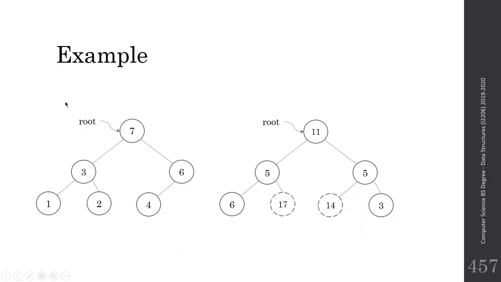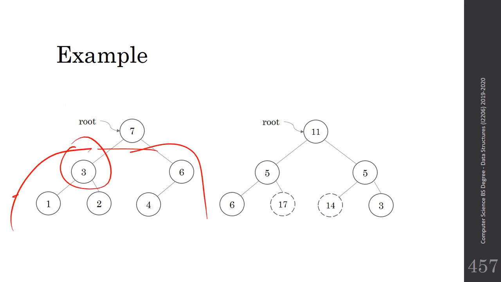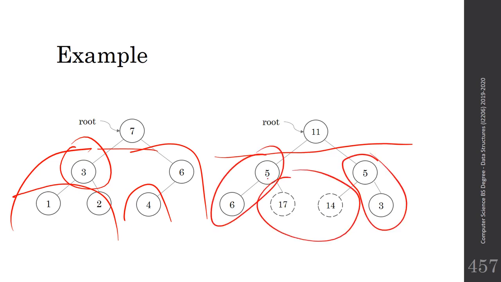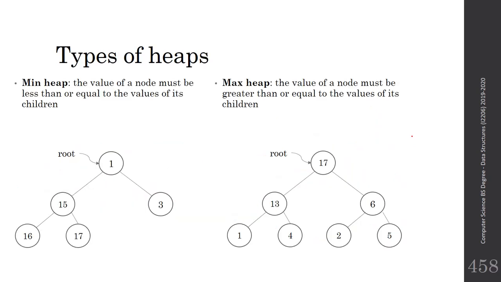So let's see an example. So here we have an example. The tree, or the heap, on the left is a heap, because we have here 7 and all the elements here are less than 7. Again, we have 3 here and all the elements here, 1 and 2, are less than 3, and the same for here. However, for 11, below the 11 we have elements that are less than 11 and we have elements that are greater than 11, and so this is not a correct heap.